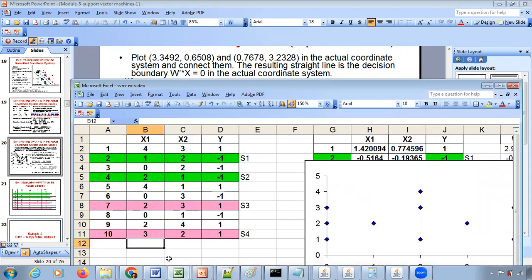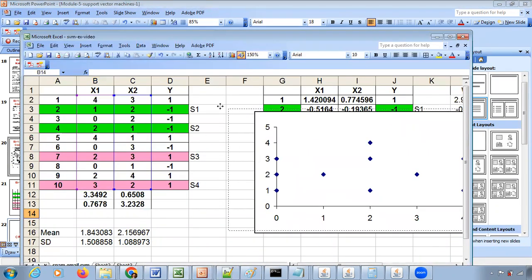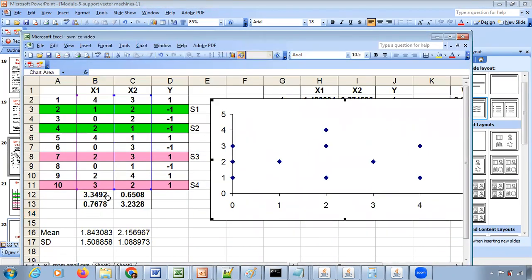3.3492 is x1. Make sure you type it right. So this is our corresponding x2. The other one is 0.7678 for x1 and 3.2328 for x2. The visualization that we have here so far includes only the first 10. You click on this, and only the first 10 are highlighted with the blue.